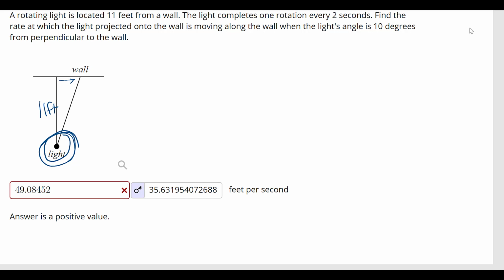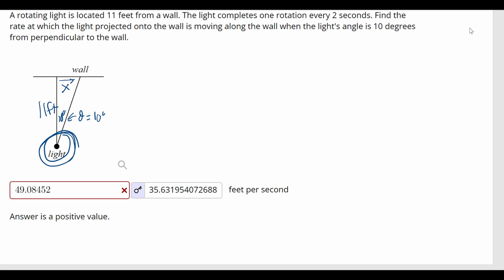Find the rate at which the light projected onto the wall is moving along the wall when the light's angle is at 10 degrees from perpendicular to the wall. So when we're at a 10-degree angle, that's when our theta equals 10 degrees. And I guess we can call this distance here, I'm just going to call it x.